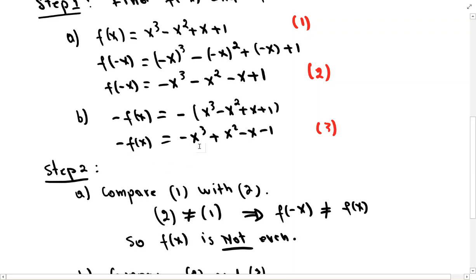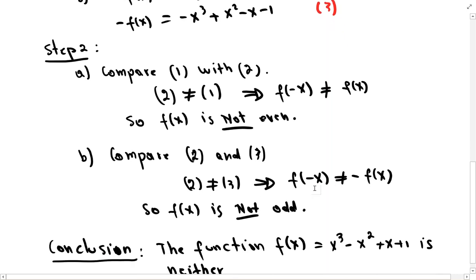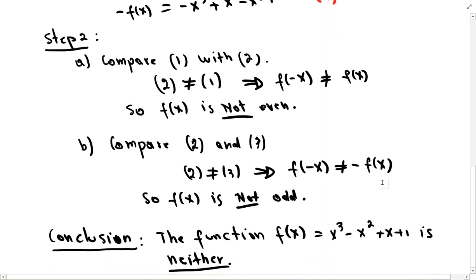You can see here we have negative x squared, here we have positive x squared. Here we have plus 1, here we have negative 1. So these two equations are not the same. So that means that f of negative x is not equal to negative f of x, which makes the function not odd. So since this function is neither even nor odd, we say the function is neither.